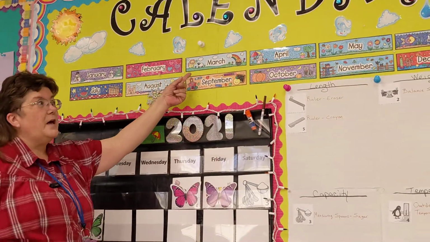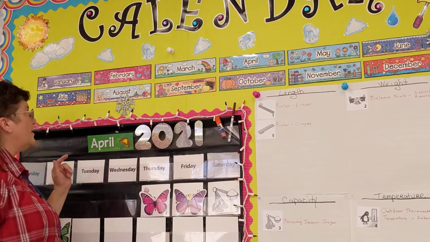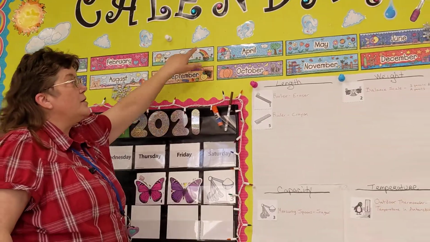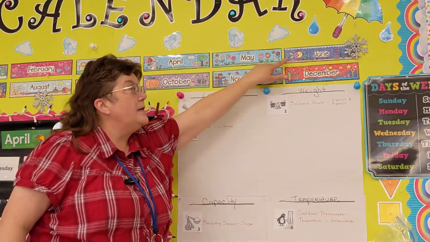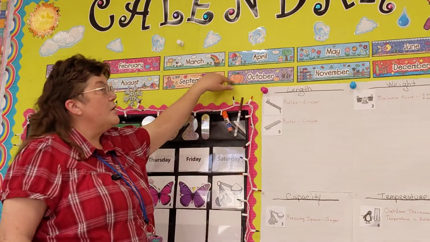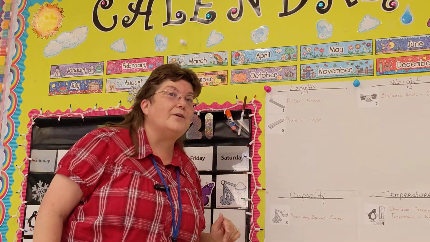Let's say our months of the year, and then we'll talk about the month we're in. So let's say our months. There's January, February, March, and April, May, June, July and August, September, October, November, December. Those are the months of the year.